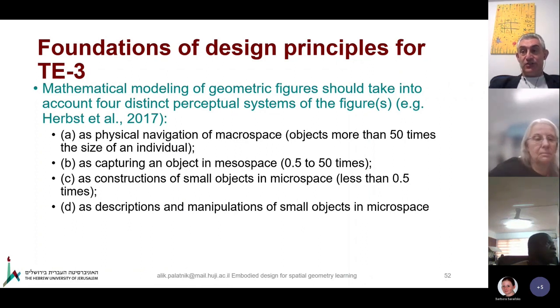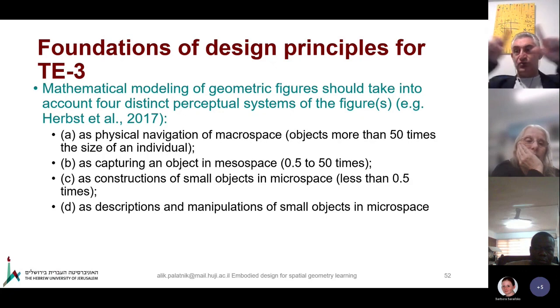I have to point out that in general, in normal classes of geometry, what we are doing mostly is descriptions and manipulations of small objects in microspace. That's it. Once in a while, we also construct small objects in microspace. For instance, we draw some pictures. But still, these are not material objects. Forget about physical navigation of macrospace. For instance, it's very rare that we have a mathematical trip and we have to go somewhere and draw with our movement some shape on the map, or navigate as a learning activity, or capture an object in mesospace. Here, what is happening is exactly this: capturing an object in mesospace, but also playing with something very small.